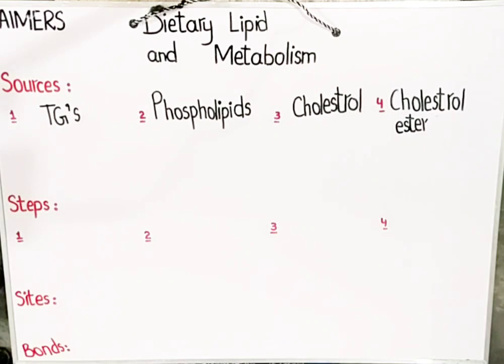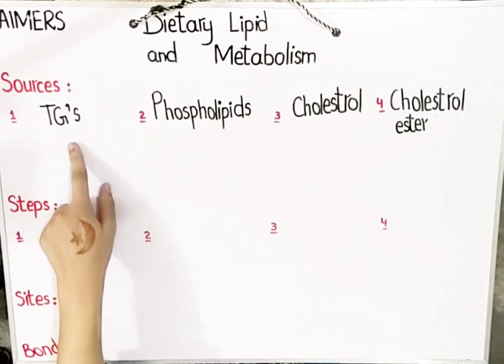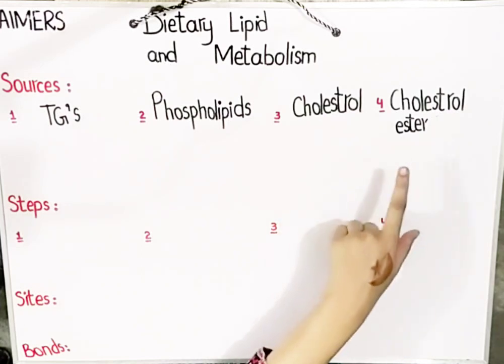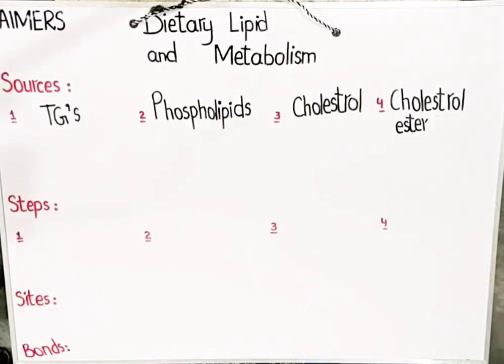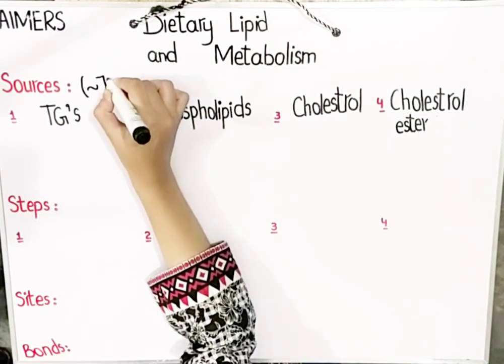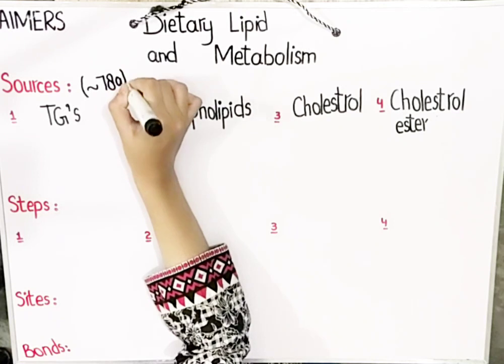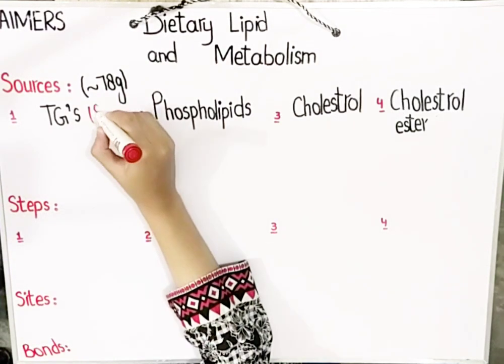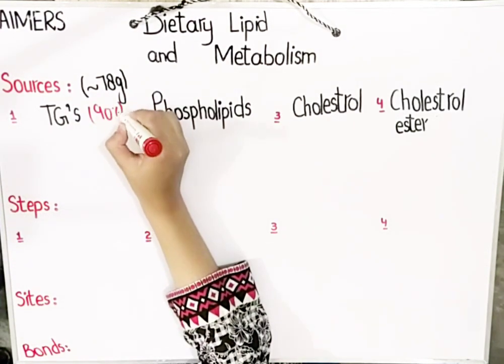So what are the sources of dietary lipids? There are four important dietary lipids we take in our diet. Firstly, it is TGs, then we have phospholipids, then cholesterol, and then cholesterol ester. Do remember that the lipid intake should be approximately 78 grams per day. Out of which 90% are the TGs we take in our diet. So 90% are the TGs.